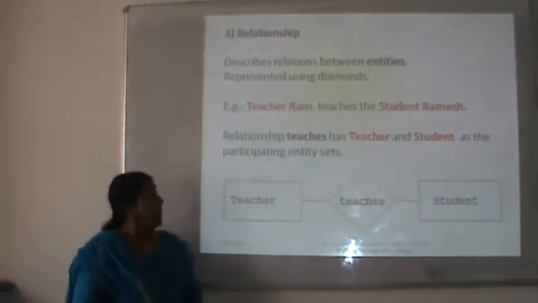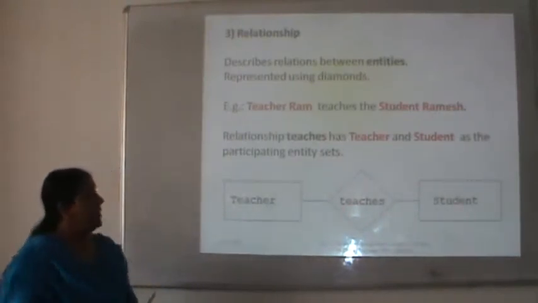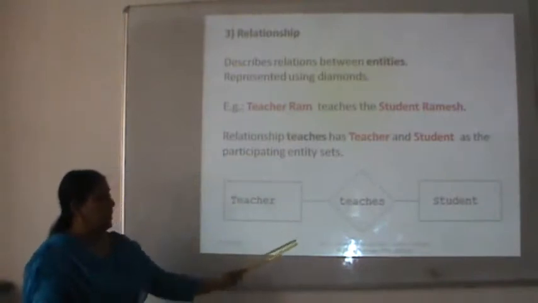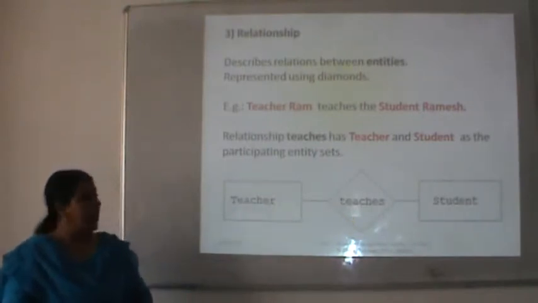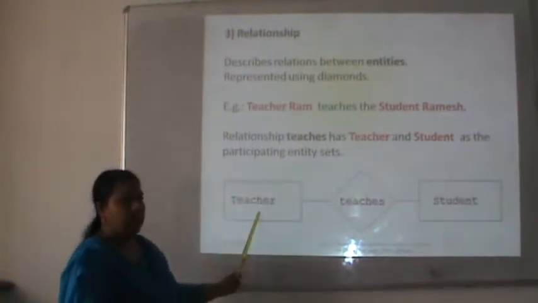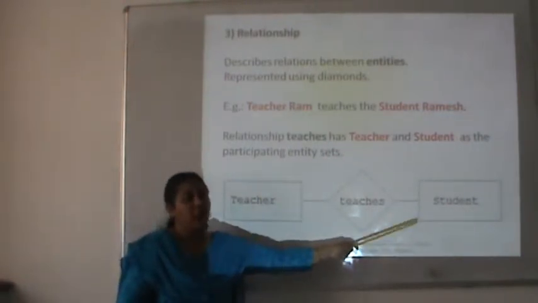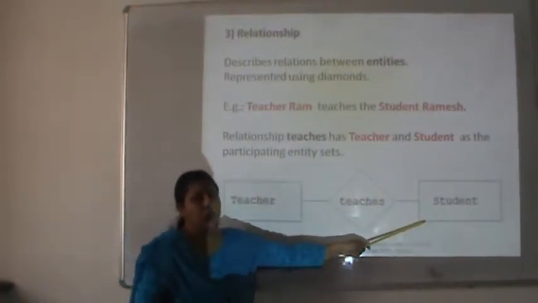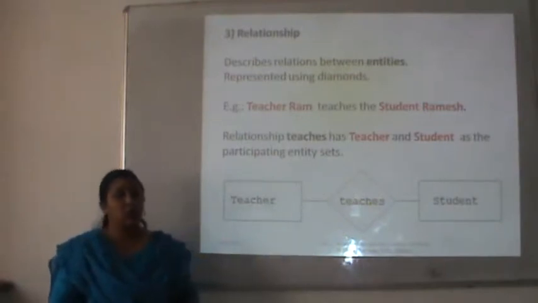Coming to relationship. Relationship describes the relation between the entities. And these are denoted by diamonds. This is a diamond, this is a rectangle. Teacher and student here are the entities. So if we say that the teacher Ram, student Ramesh. So what are the entities here? Teacher is an entity, student is another entity. And how are these two entities related to each other? What is the relationship between the two? The relationship is that a teacher teaches the student. So teaches is the relationship between the entities teacher and the student.